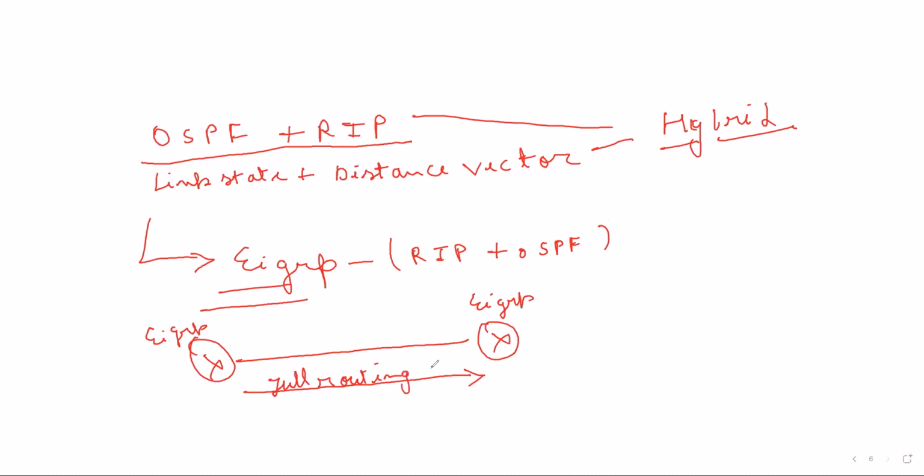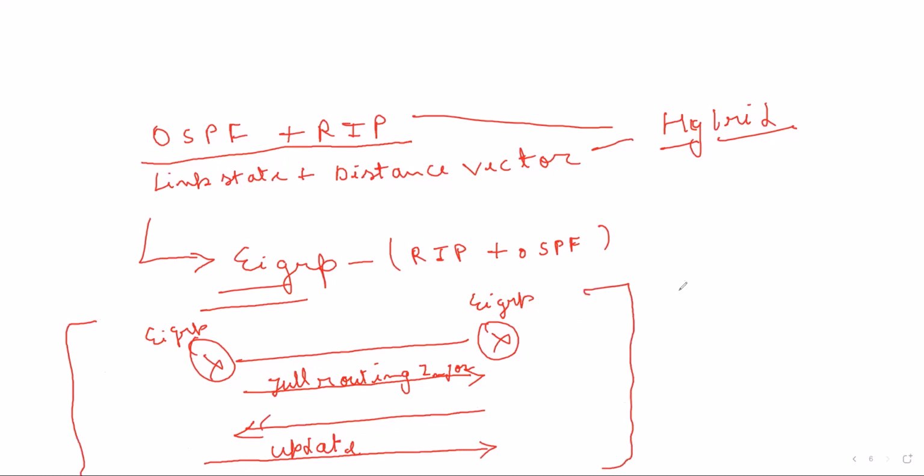Full routing information. It will share all information. But the first time they will share full routing information, and after that, when any change occurs, EIGRP will send an update message. This time it will not share full information. So this we improved in EIGRP.